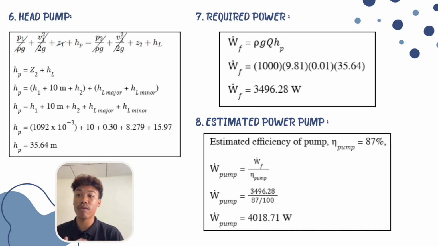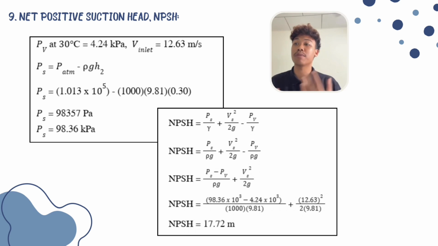So we use the formula: power of pump is equal to required power over efficiency of pump. After we calculate, we get the estimated pump power. The last part of the calculation is to calculate the net positive suction head, NPSH.